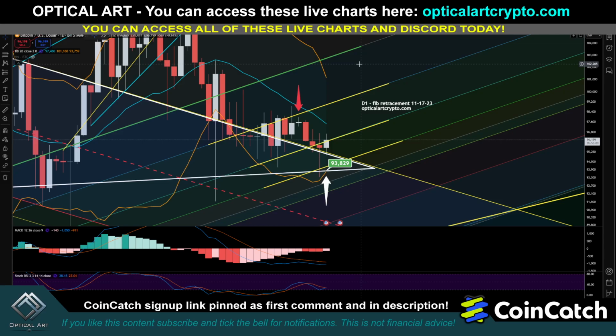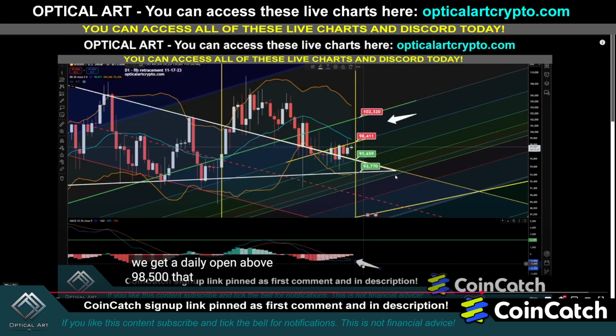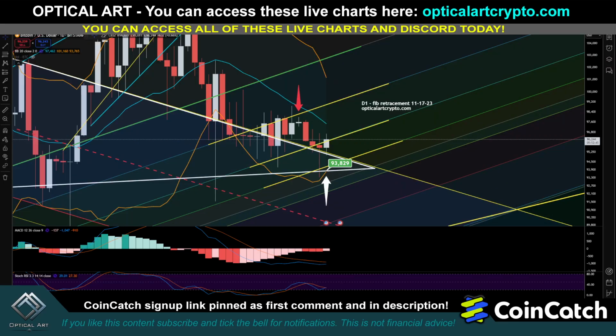For some of you that can't understand a curve, the further up we go, the further away we get; the further down we drop, the closer we get. In the previous video, I made it very clear. I said, look, we could possibly get a bullish move if we get a daily open above 98,500. Otherwise, if we get a daily open below, your next key support levels are 95,700 down to 93,700. I'll link this video now if you want to check it out. You can see what happened.